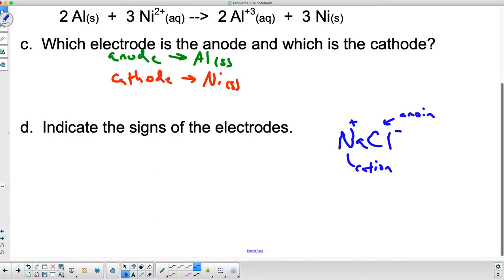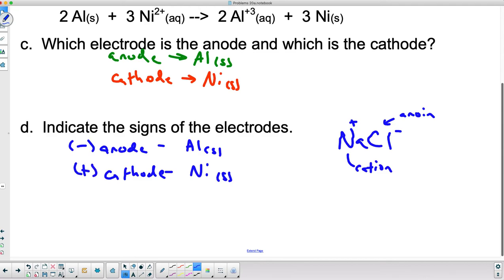And our signs of the electrodes work exactly the same way, which means that the anode here is negative, and that's where the aluminum is. Okay, so we know that the cathode then is the nickel, and that's the positive part. So anode negative, cathode positive. Just like when we name the different parts of the compound, we can trust that name when we talk about the charges then associated with the electrodes on a voltaic cell.